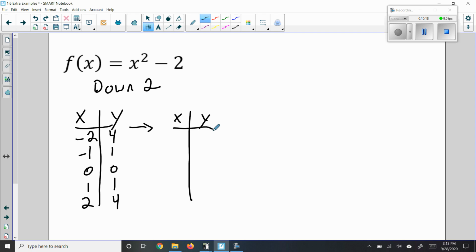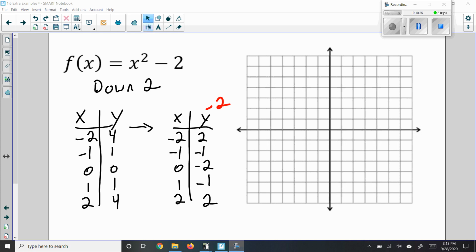Since we are going down 2, that means we are subtracting 2 from the y values. But the x's don't change. So since the x's don't change, we can just copy these down. And now let's subtract 2 from all the y values. So 4 minus 2 is 2. 1 minus 2 is negative 1. 0 minus 2 is negative 2. These are going to be the same as these. Okay? So now let's go ahead and plot these points.